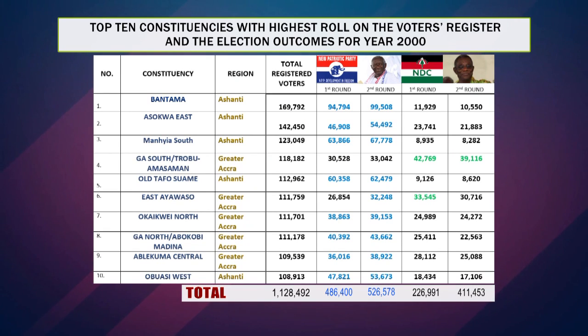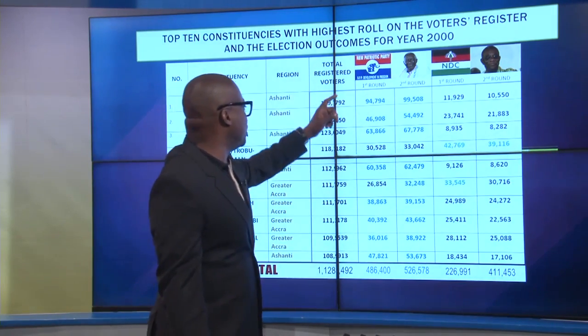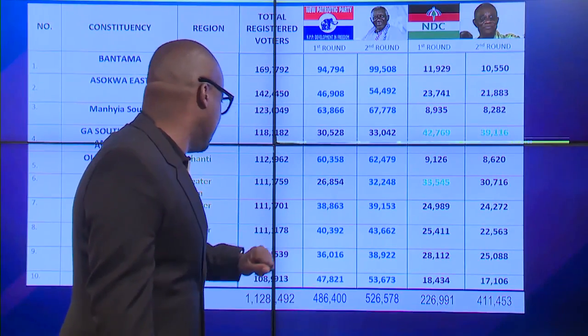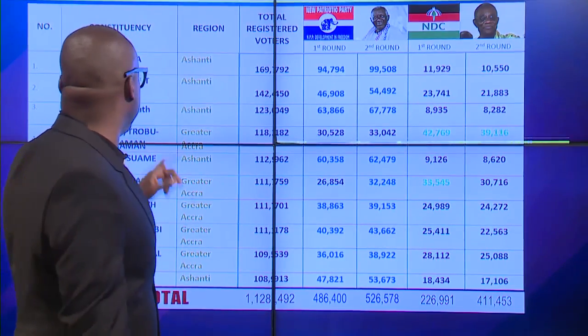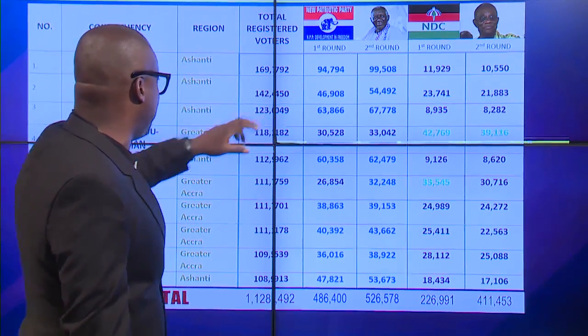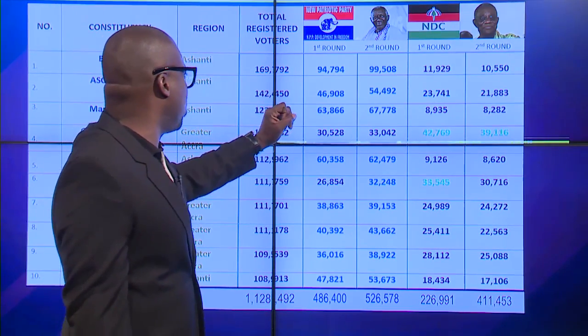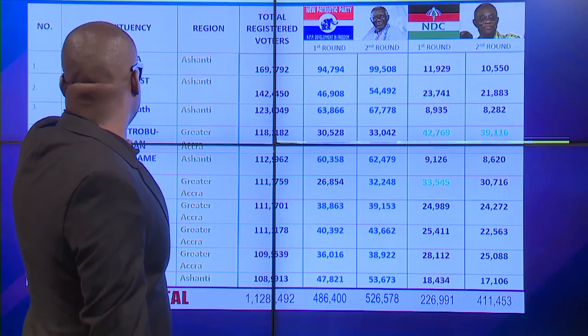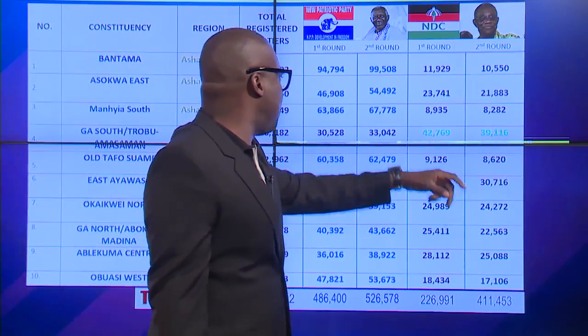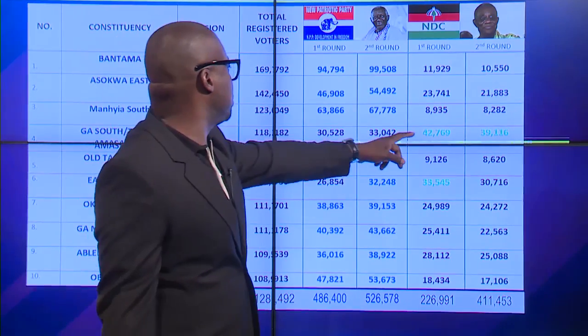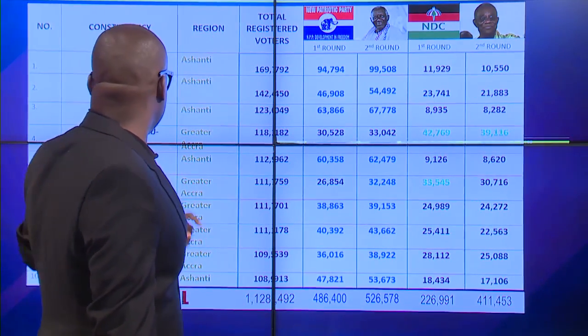And we're going to see how the candidates fared. So these are the top 10 constituencies for election 2000. And let's see what happened. So the NPP won how many of these? In the first round, let's look first at the first round. The NPP won as much as 1, 2, 3, 4, 5, 6, 7 of the constituencies went to the NPP. Bantama went to John Agyekum Kufuor in the first round. He picked up 94,000. Asokwa East goes to John Kufuor, 46,000. Manhyia goes to John Kufuor, 63,000. And Ga South, Trobu Amasaman, goes to Professor Mills. He picks up 42,000 against John Kufuor's 30,000 for the first round.